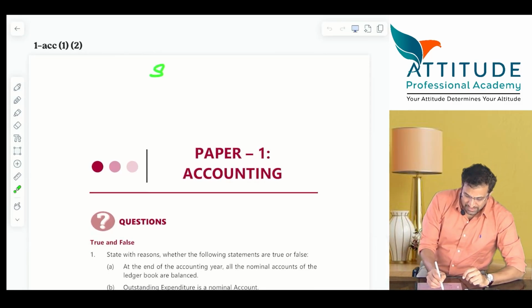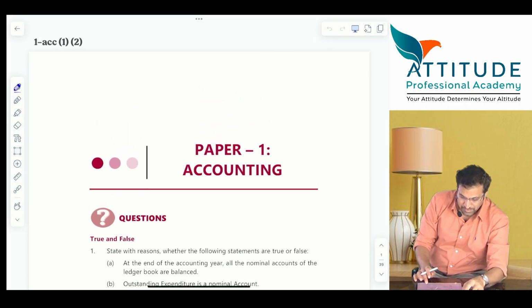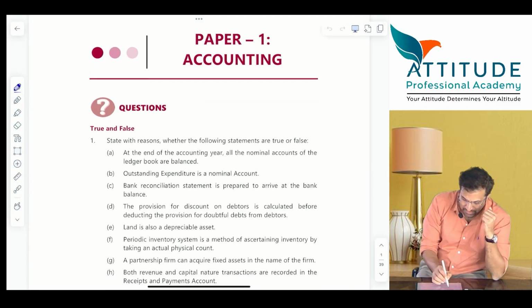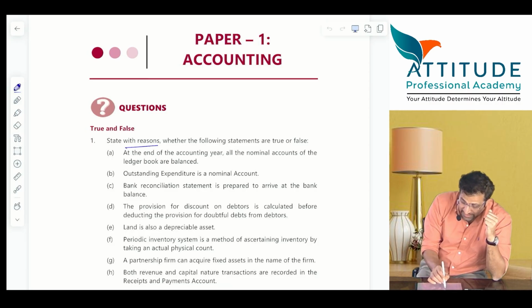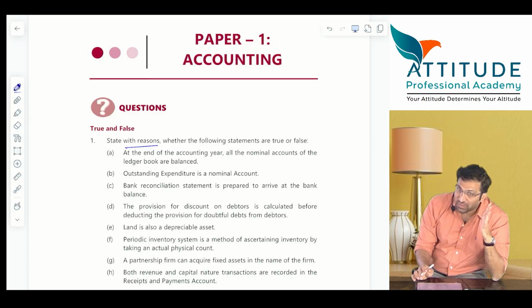So this is the September exam. Shall we proceed, guys? Okay. Please tell me one by one. First one: state with reasons whether the following statements are true or false. With reason. Now we'll see how you should present all these things.